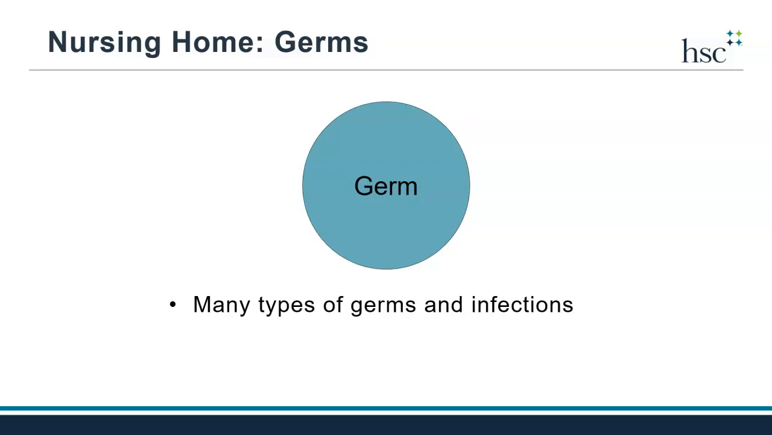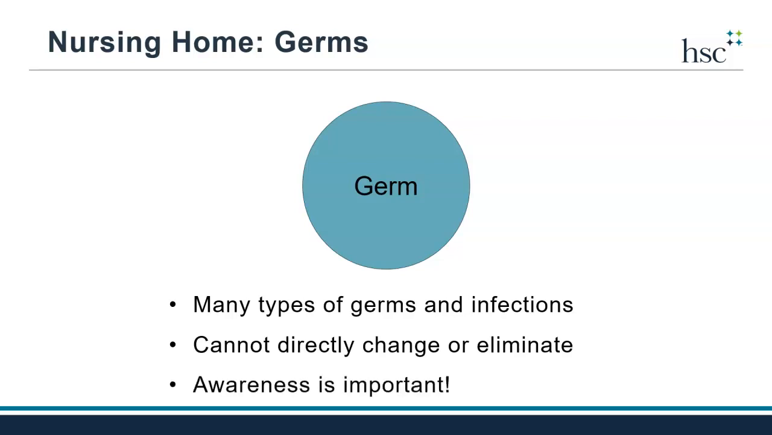Some germs are bad. They typically make people sick. But some germs are good and help us fight bad germs. But when good germs get in the wrong places in our bodies, they can also make us sick. Unfortunately, there is little we can do to change germs, and we can't completely eliminate them from a nursing home or any environment. But the more information we know about germs that cause infections in a nursing home, the better we can prevent germ spread.